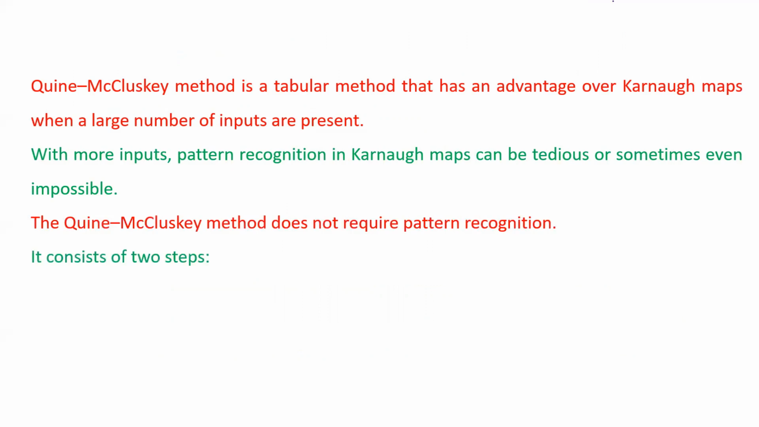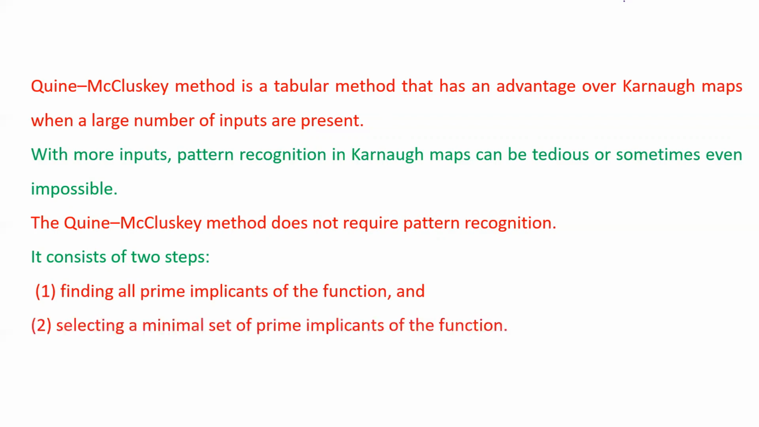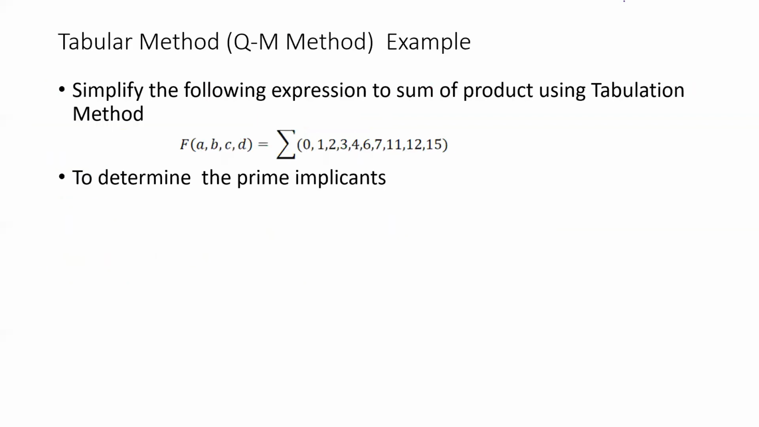It consists of 2 steps. The first step is finding all the prime implicants of the function, and the second step is selecting a minimum set of prime implicants of the function. So it's quite easy, and let's discuss this in detail now. Suppose a function is given to you like this. We don't have don't cares in this case; we will look at don't cares in the coming classes. So here is the primitive step for the tabular method, and let's discuss it in a simpler fashion.